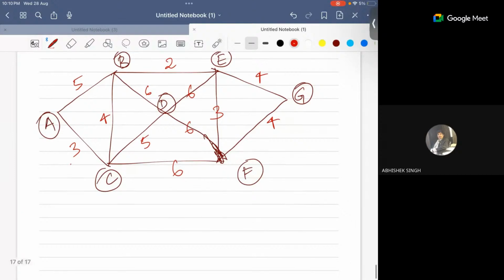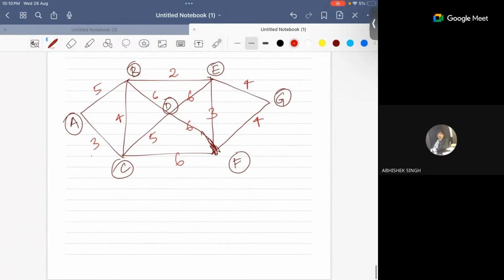Because I told you, if you are making a tree, all the vertices should be there. A tree is defined as a minimally connected graph, so the graph should be connected. So you put the vertices A, B, C, E, G, F, and D. You start with B, with the minimum. You can write all the weights in ascending order. The first one is 2, so 2 is connected, and you write it here.